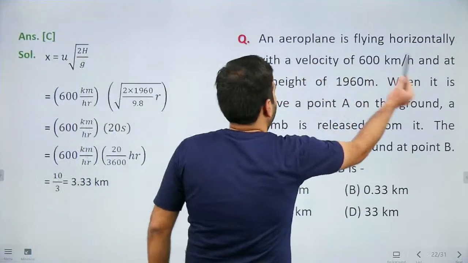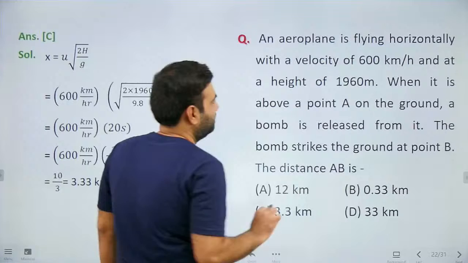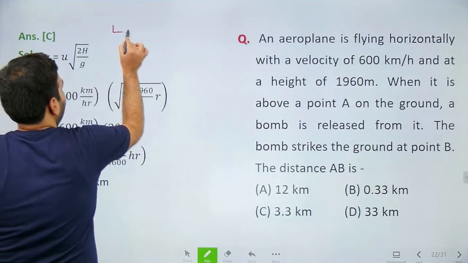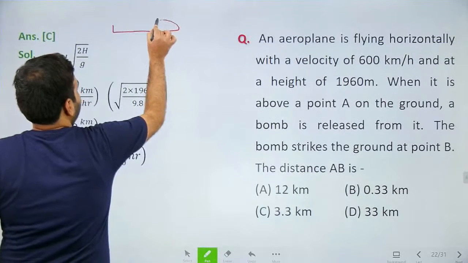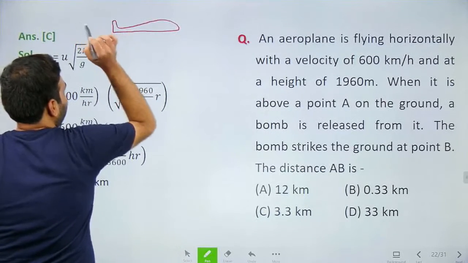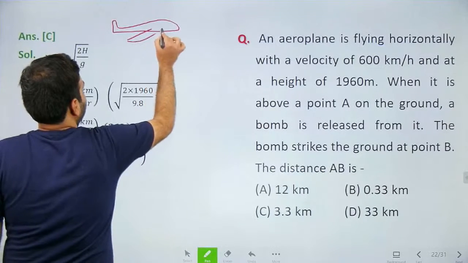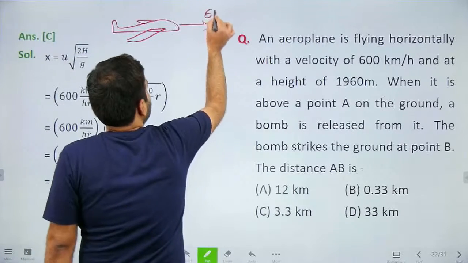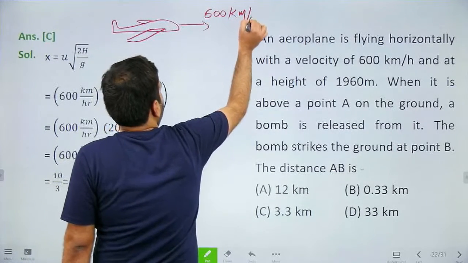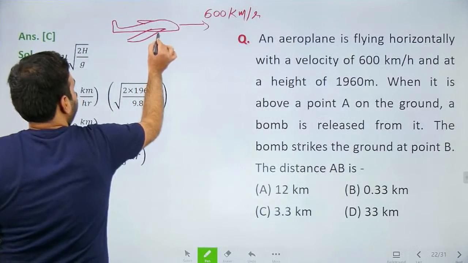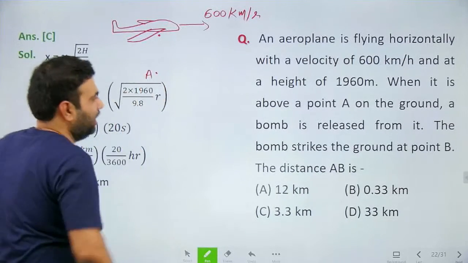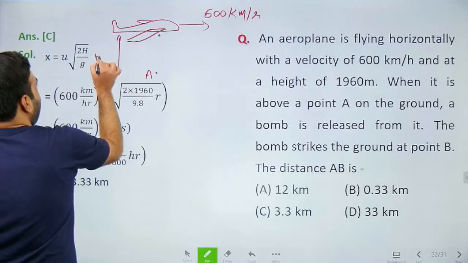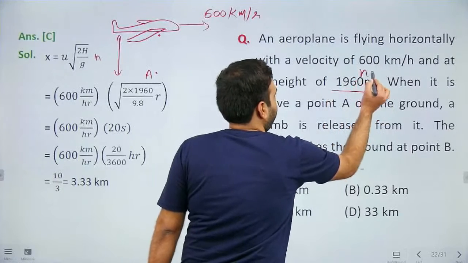An aeroplane is flying horizontally with a velocity of 600 km per hour at a height of 1960 meters. Okay, so let's draw the aeroplane. This is our aeroplane. It is moving with a speed of 600 kilometer per hour. Now, if this aeroplane is directly above the point A, and this height is given as h, which is equal to 1960 meter. This is the value of h.